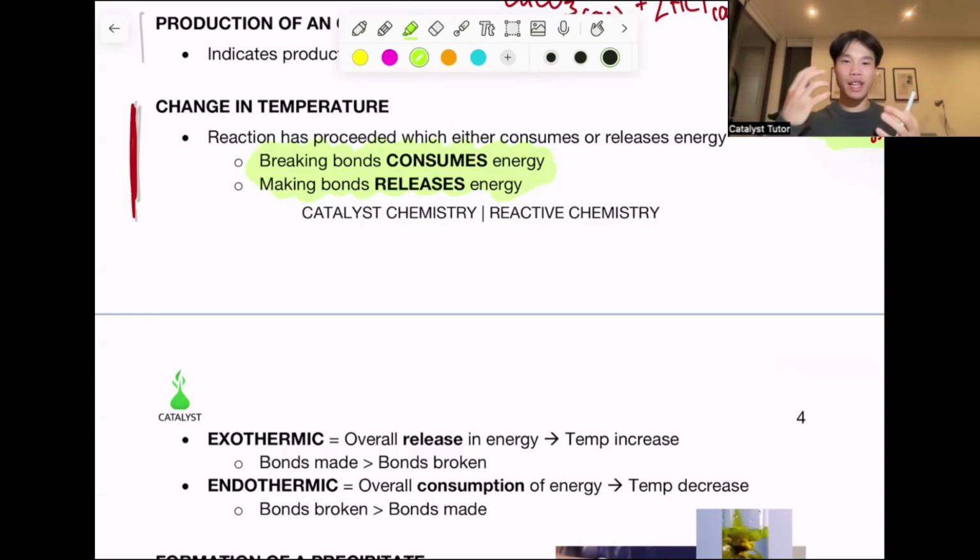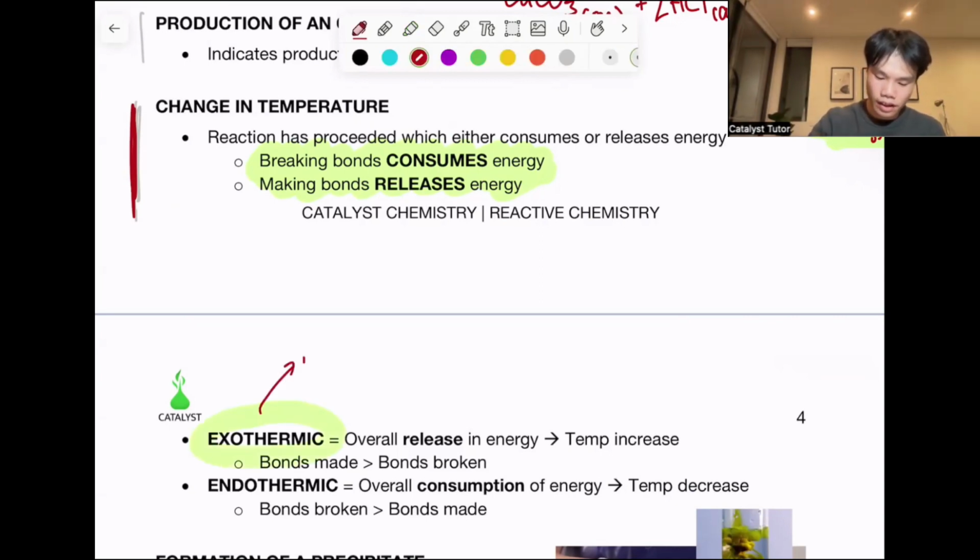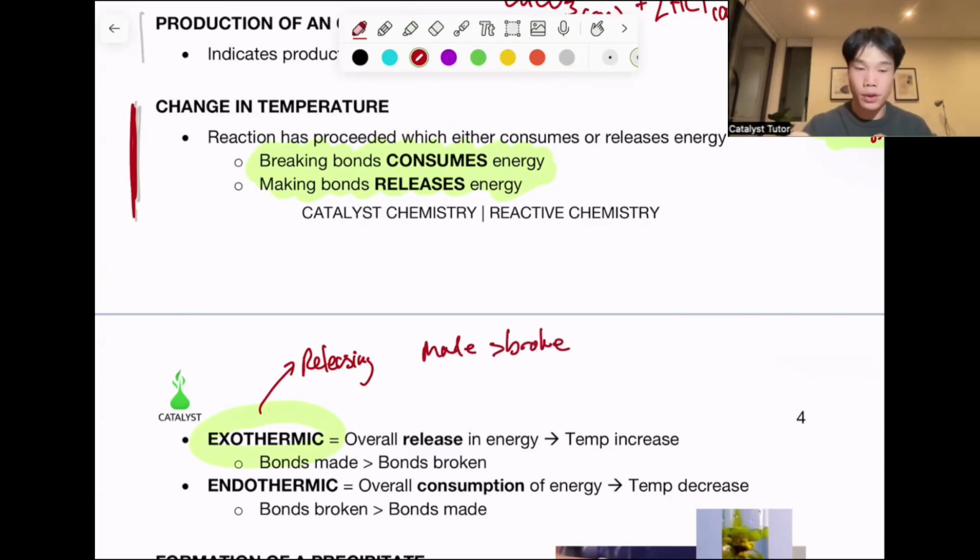So then how does that relate to the bonds? Because we've just introduced the idea of bonds releasing and consuming energy, if we're exothermic, what must have happened to bonds? Exothermic, releasing energy. Did we break more bonds or did we make more bonds? Right, we made more bonds. Made more than broke, because that would be a greater release compared to taking in of energy.